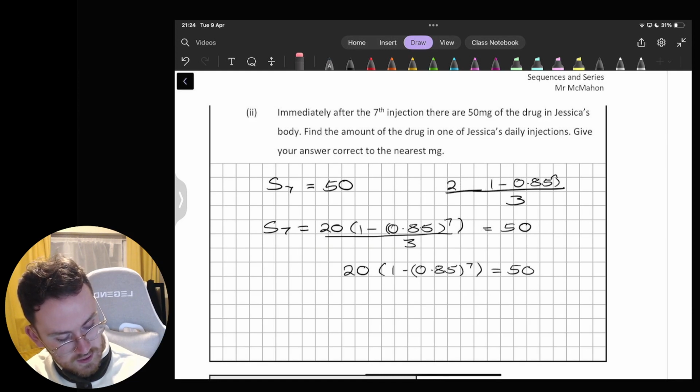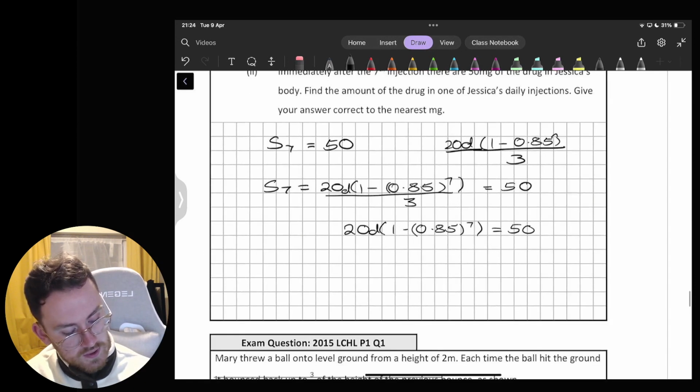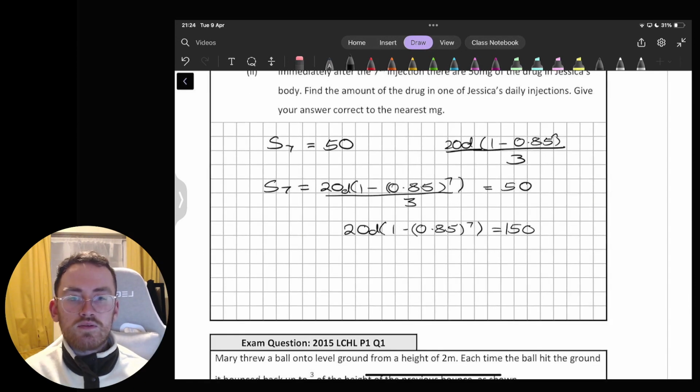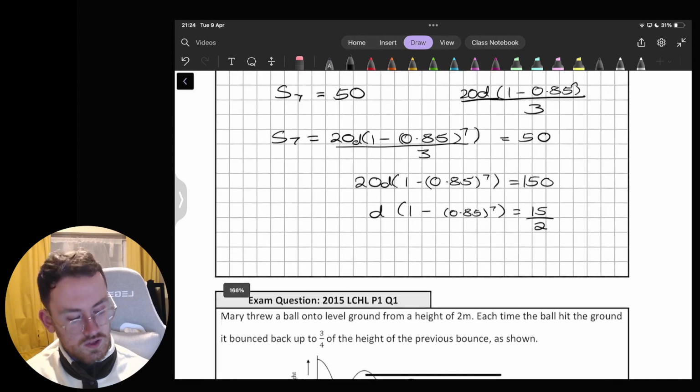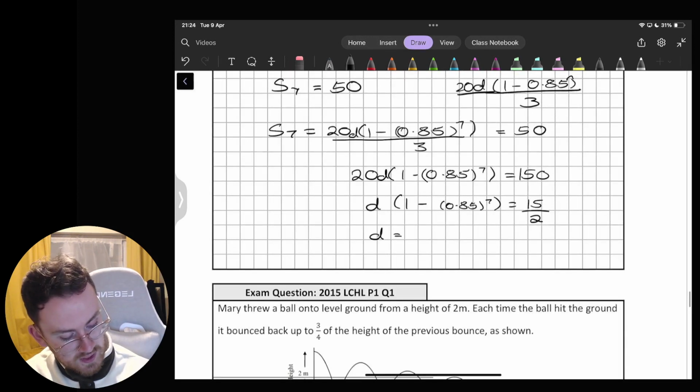No, sorry, I'm missing D there. I knew I was missing something, the one thing I have to actually work out. So let's see, that's 150 then, multiplying by 3. So I have D times 1 minus 0.85 to the power of 7 equals 150 over 20, which is of course 15 over 2. And we can then divide that by this expression inside my brackets.